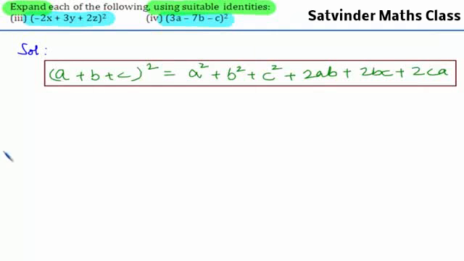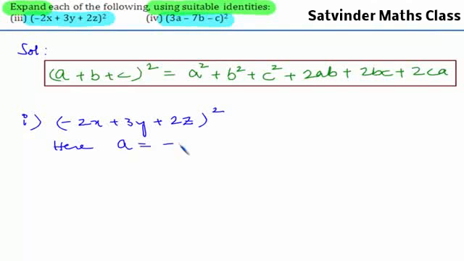Now let us take the first polynomial, which is (-2x + 3y + 2z)². Now comparing this with the identity, we have a is -2x, b is 3y, and c is 2z. Now let us substitute this in the given identity.